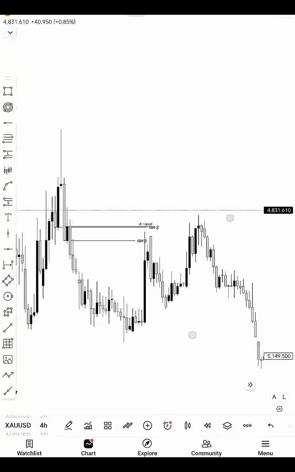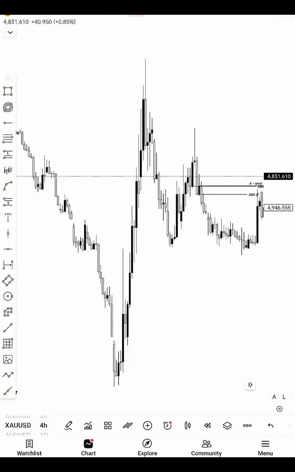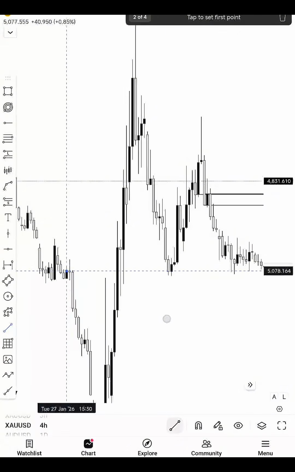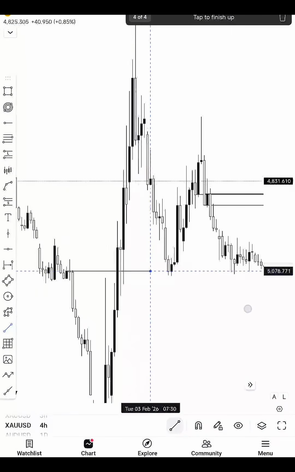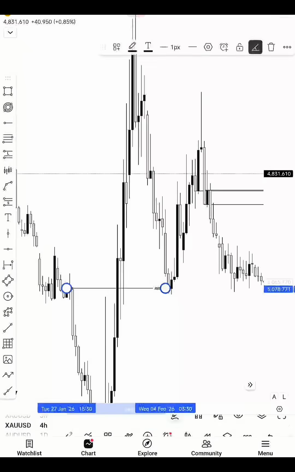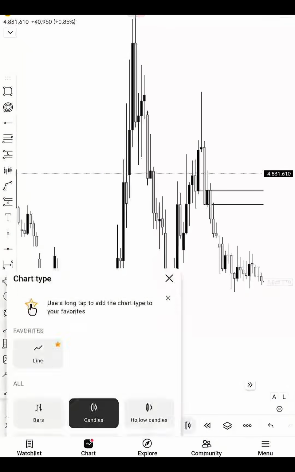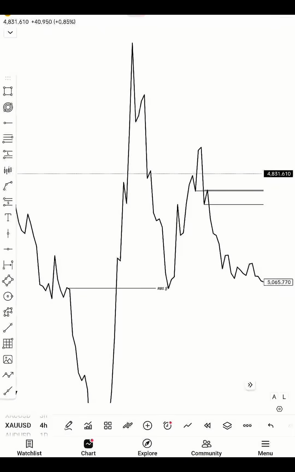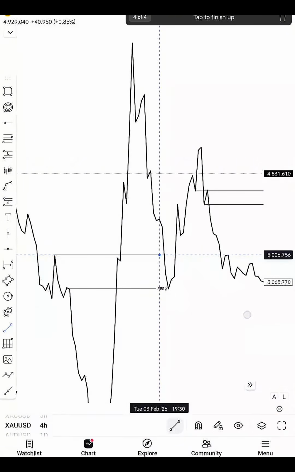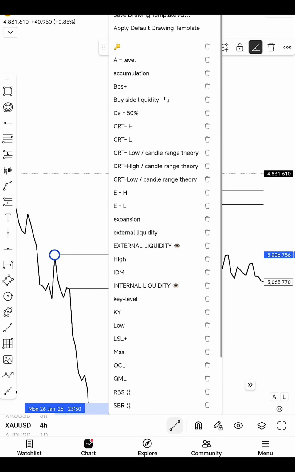Now RBS. Wait. Here we had RBS. First of all, it was our A level. Okay. Market broke and it became resistance. Okay, let me show you in line chart. Now you guys are going to ask me, why not that one? That is also RBS, right? Yeah, that is also RBS.